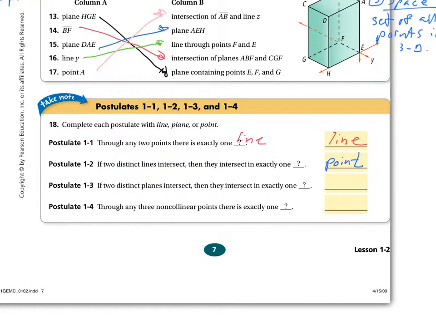if 2 distinct planes intersect, then they intersect in exactly 1, remember, 2 pages in a book, or the covers on a book, or the 2 walls in a room, what do they intersect as? What do you get? What's that whole thing? A line, right? So if 2 distinct planes intersect, then they intersect in exactly 1 line.